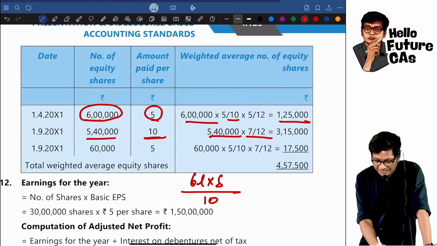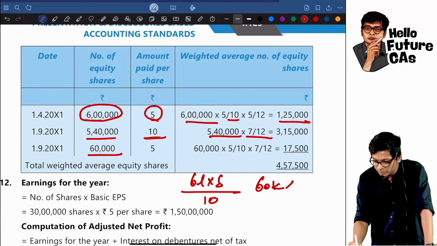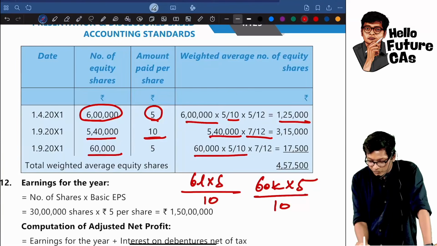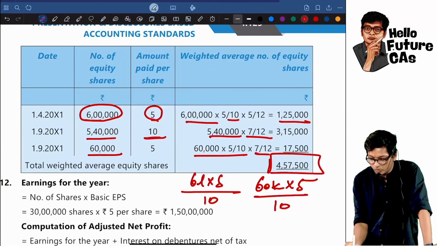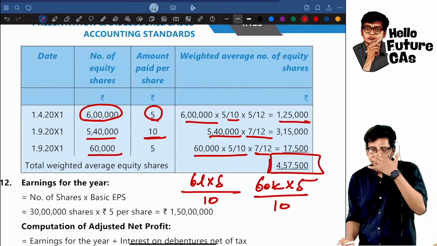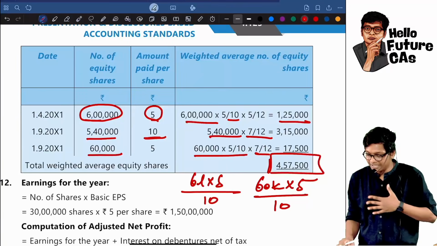And in third case, we have 60,000 shares. This 60,000 shares into 5 divided by 10. And now 60 into 5 by 10 into 7 by 12, you get 4 lakh 57,500. Are you getting it, guys? Are you clear with conversion to 5 rupees per share or 10 rupees per share? All of you with me, guys?